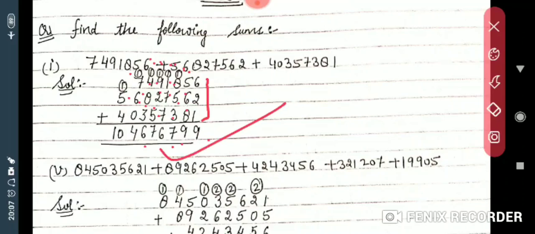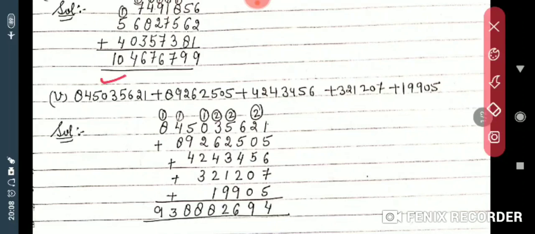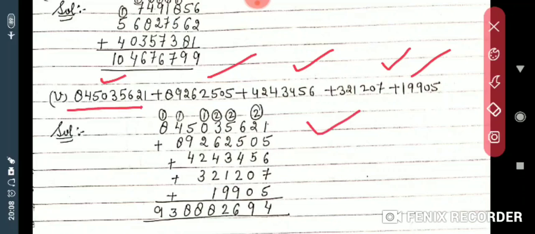There is no change. How you add the smaller numbers, the same way you have to add the larger numbers. Similarly, now here are 5 numbers. Same way you can write the first number according to the place value. Ones, tens, 100, 1000, 10,000, lakh, 10 lakh, crore, 10 crore. Similar way you can write this also.